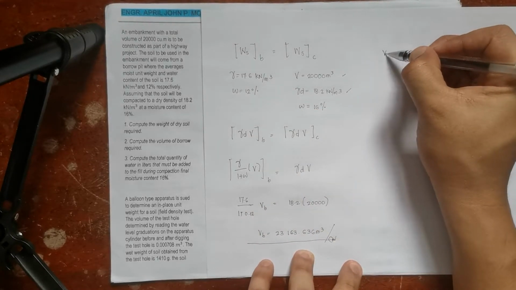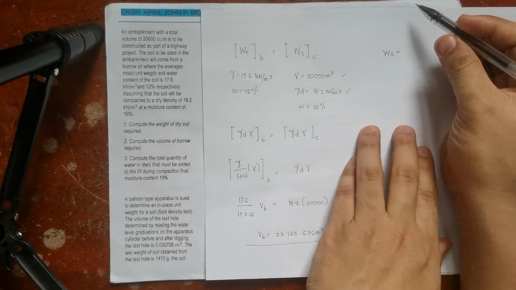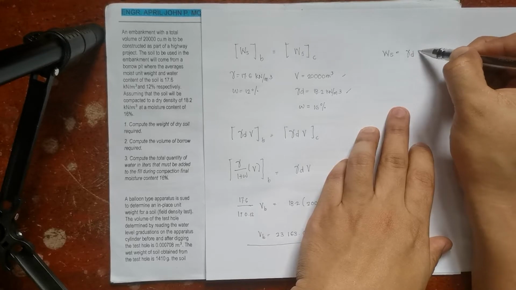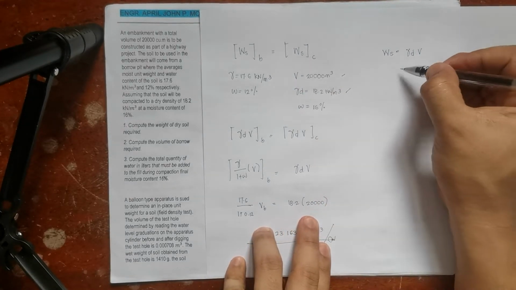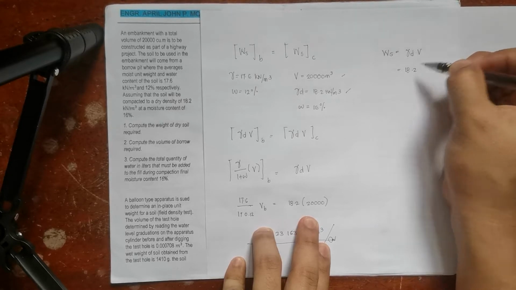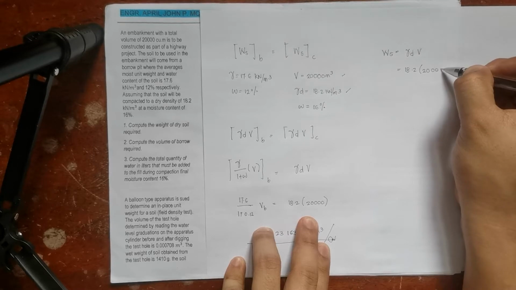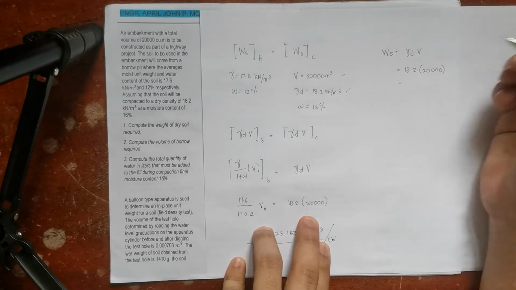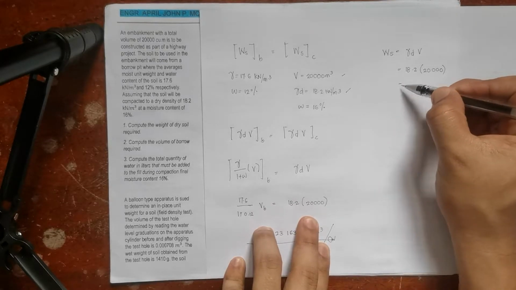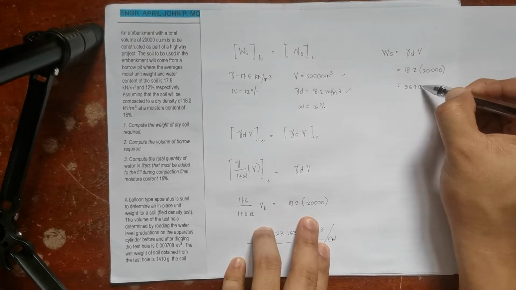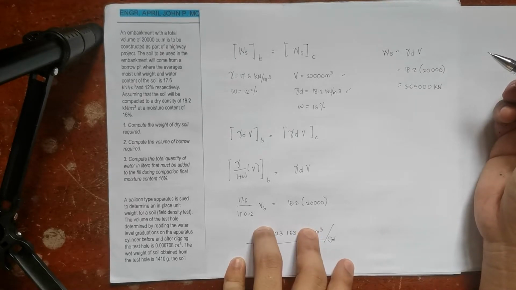So, to get that, weight of dry soil or weight of solid is equivalent to gamma dry multiplied by the volume. Meron tayong gamma dry ng compacted soil, 18.2 multiplied by the volume of the compacted soil, 20,000 cubic meter. And then, the product will be 364,000 kilonewtons.